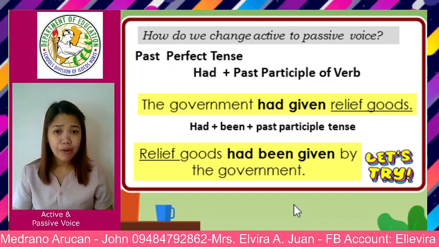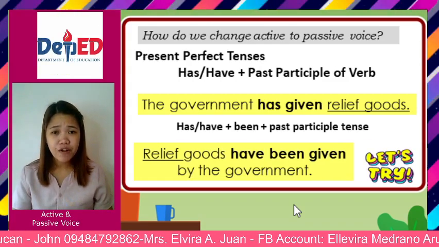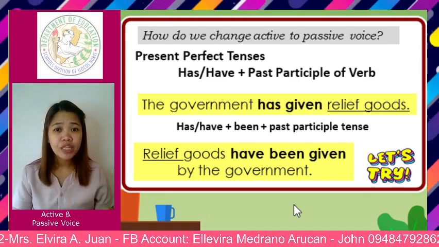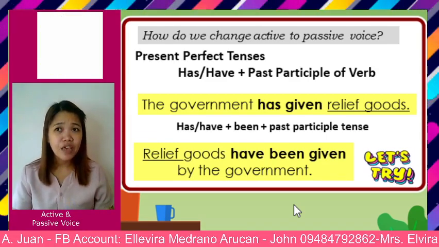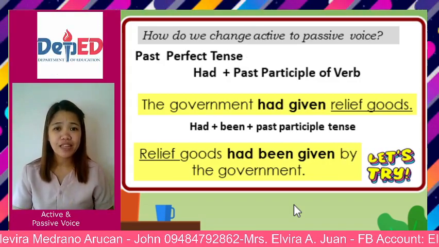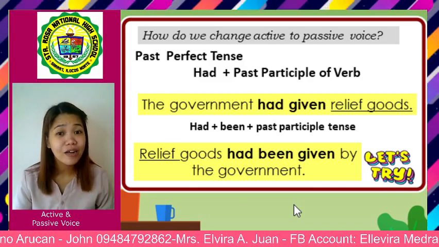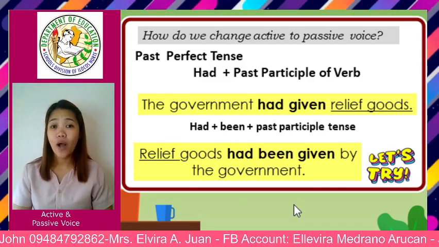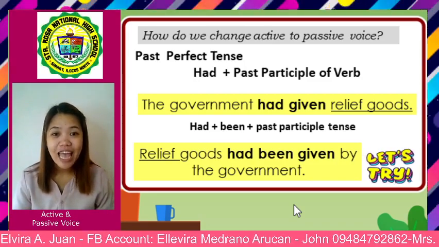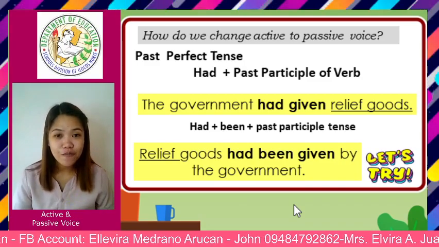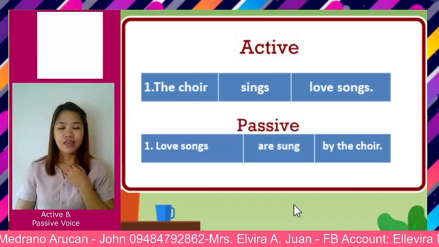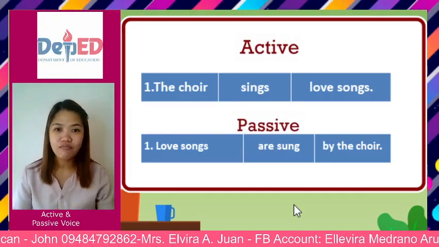Let's go back to the present perfect tense. In the present perfect tense, you have to identify whether your subject is singular or plural. If it is singular, you use has. If it is plural, you use have. However, class, in the past perfect tense, you don't have to consider the number of the subject anymore. Why? Because you only use had. So, relief goods had been given by the government. Okay? So, let's have more and more examples.